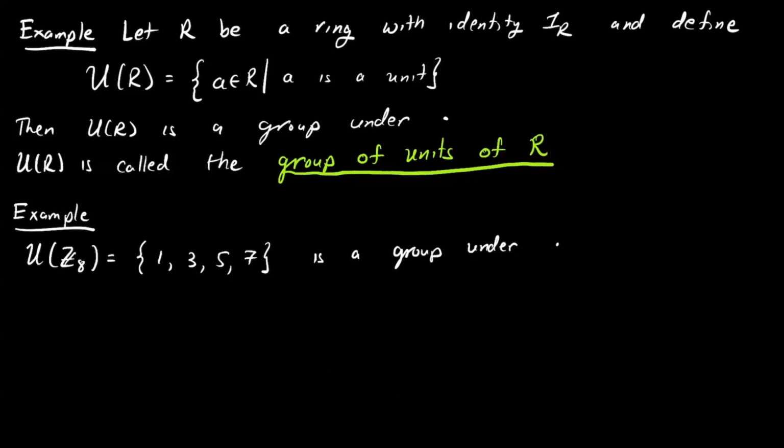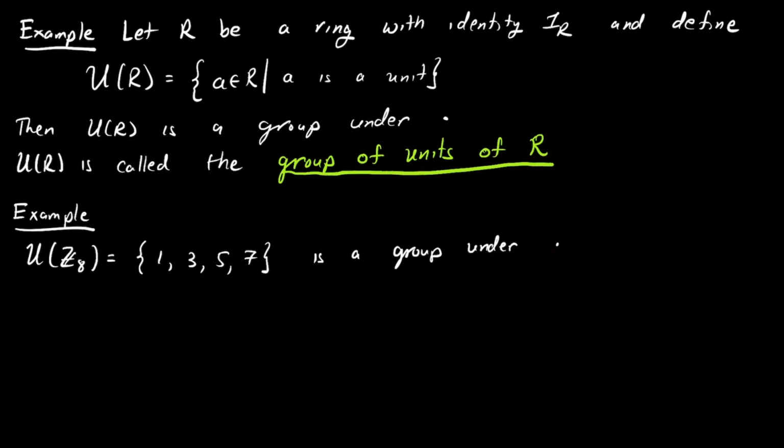So another interesting group of units would be the group of units of Z mod n in general. Another interesting example is the group of units of, let's say, Z mod 8. We can do this for any Z mod n. So these are the elements in Z mod 8 that are invertible under multiplication, and these are 1, 3, 5, and 7. And we proved earlier that these are precisely the elements that are relatively prime to 8. So this is a group under multiplication.